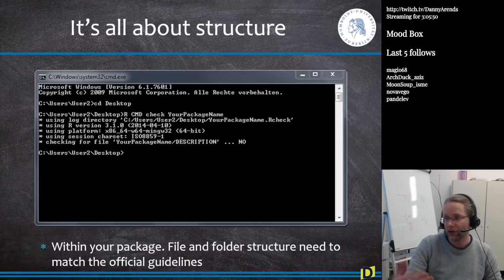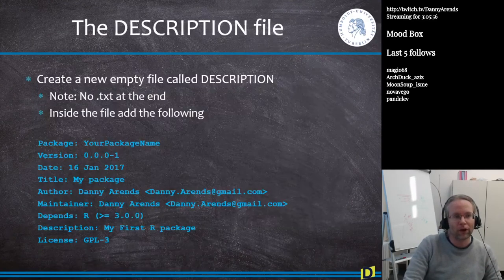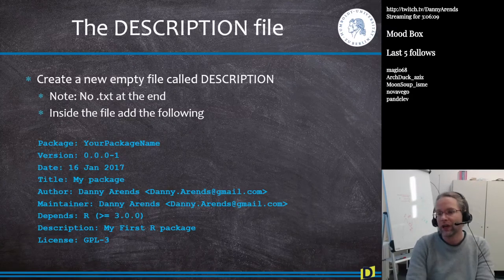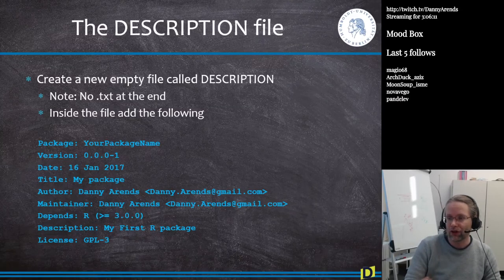In the official guidelines, it says you have to have a description file. So let's create one. We're going to create a new file called DESCRIPTION, all capitals. It's not allowed to have .txt at the end. So make sure that when you're on Windows you show extensions and that the file that you create does not have a .txt extension. Inside of the file, we're going to add the following.